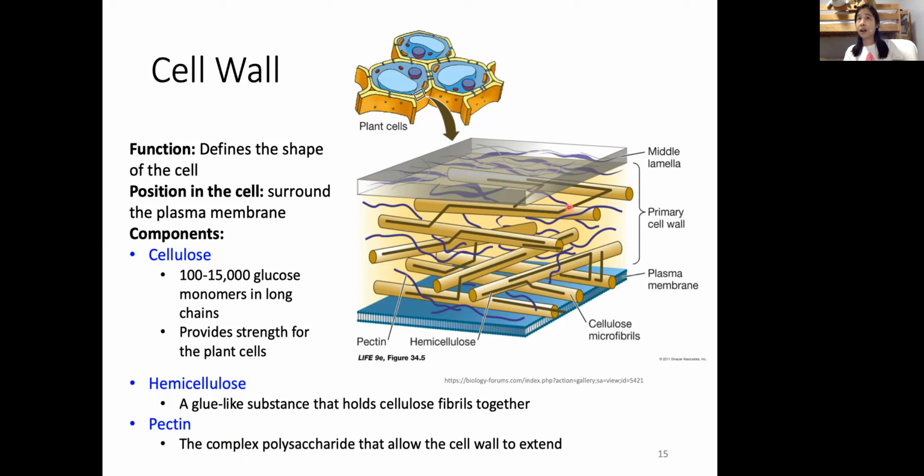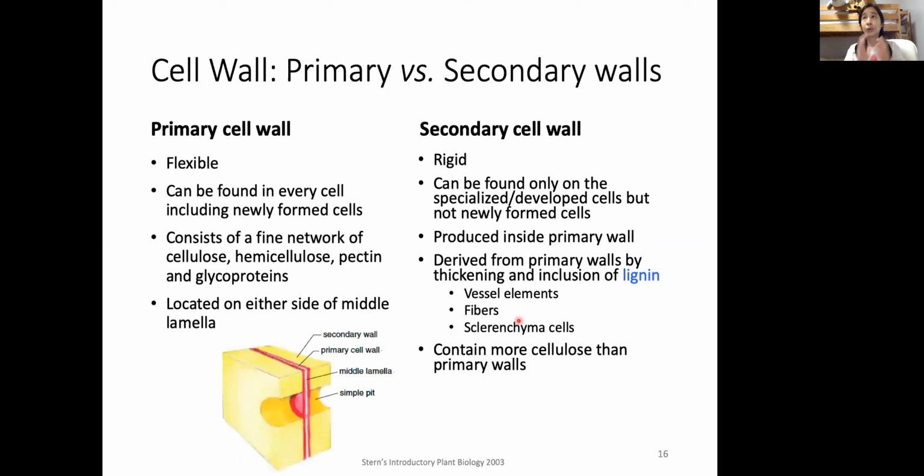All right, the cell wall provides strength and it's around the plasma membrane. The plasma membrane can be seen at the bottom of this picture. All right. So there are two types of cell wall, the primary cell wall and the secondary cell wall. In general, the primary cell wall is thinner, it's more flexible, and it is present in all the plant cells. Every type of plant cell needs to have the primary cell wall.